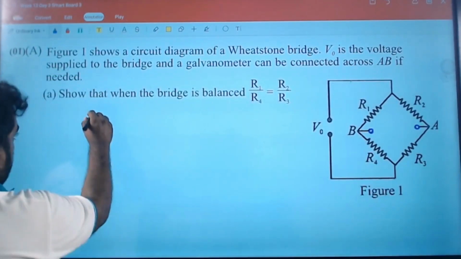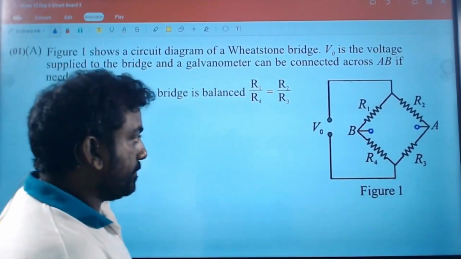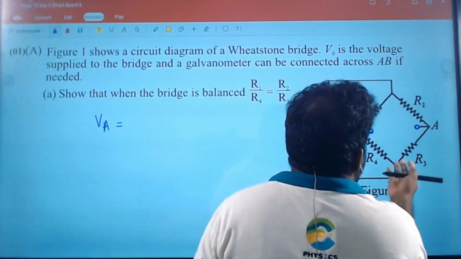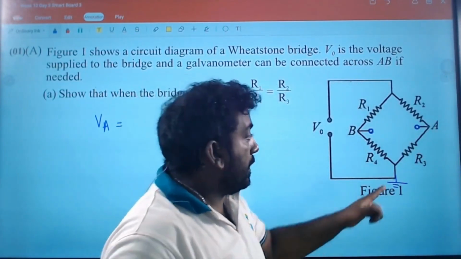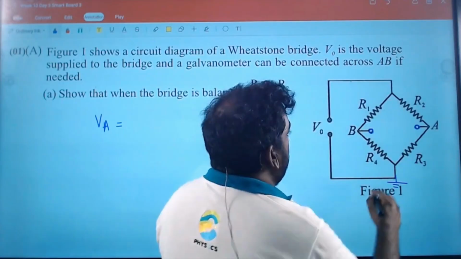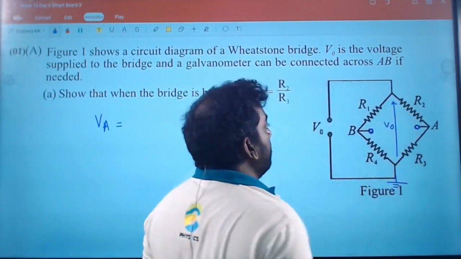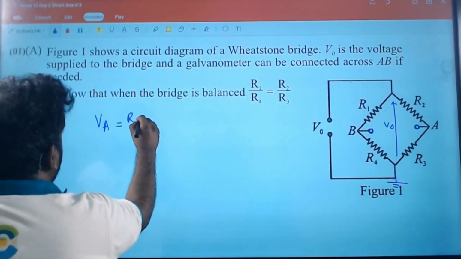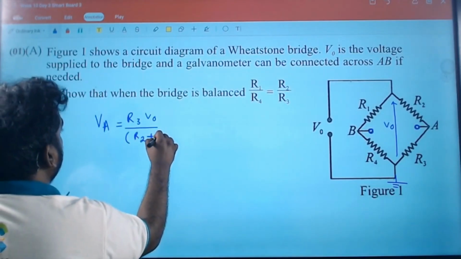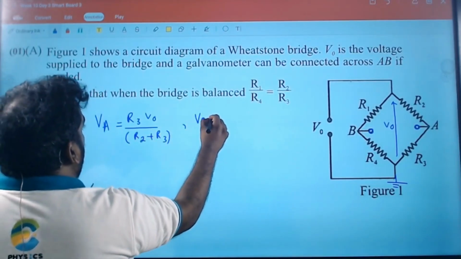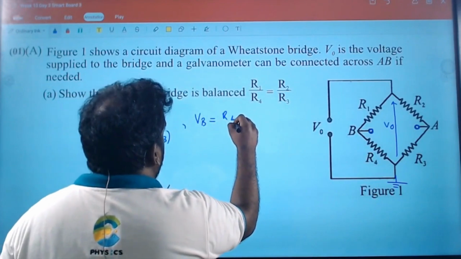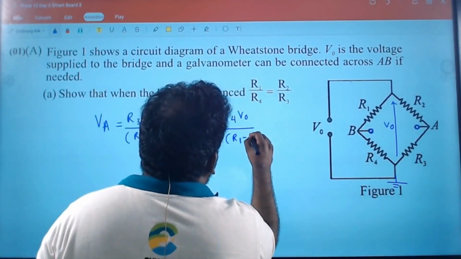Right. So what is the voltage at A? What I normally do is I ground this point, easy. Voltage at A is from the ground point. That's your mistake. Don't take from the top, take from the ground point. R3 times total voltage, here V0 means total voltage, so R3 times V0 divided by R2 plus R3. What's the voltage across B? Again from the ground point. R4 times total voltage divided by the addition R1 plus R4.